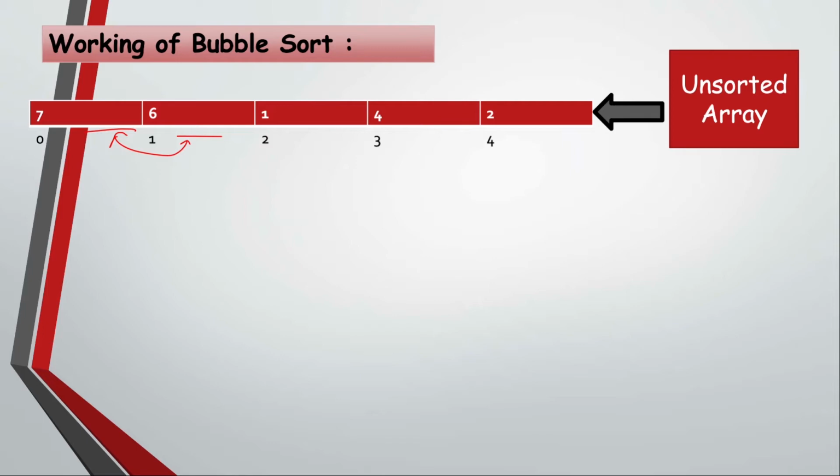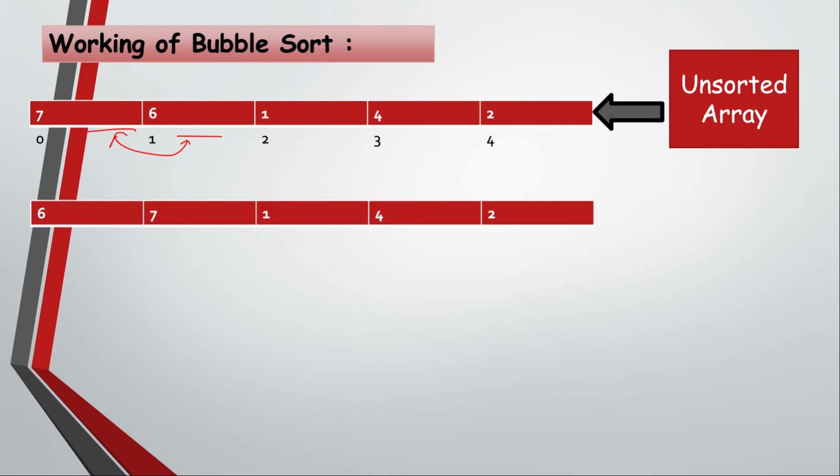So if we compare 7 and 6, we find that 7 is greater than 6. That means it should come after 6. So we'll swap the position of 7 and 6. So the array will then look like this. Now the next two adjacent elements are 7 and 1. And 7 is greater than 1. So we'll swap their positions again.